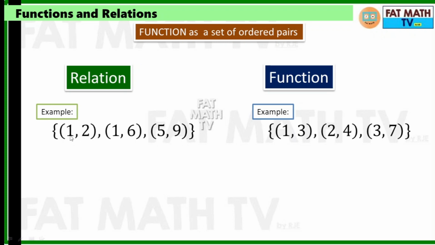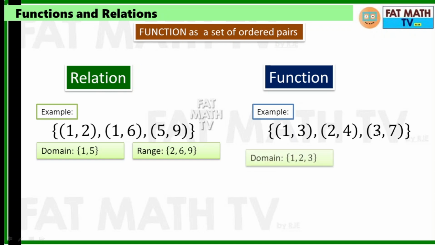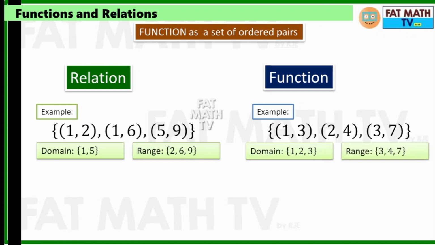So if you will take a look at this, the domain of this relation is the set containing 1 and 5, and the range is the set containing 2, 6, and 9. While for this function here on the right, the domain is the set containing 1, 2, and 3. That's the x values. And the range is the set containing 3, 4, and 7.